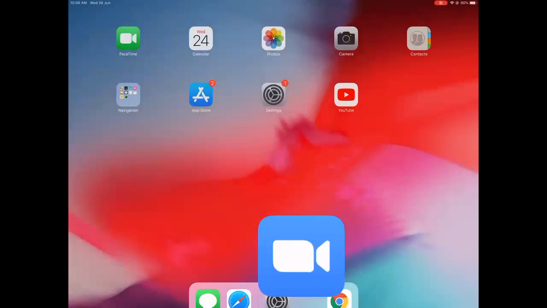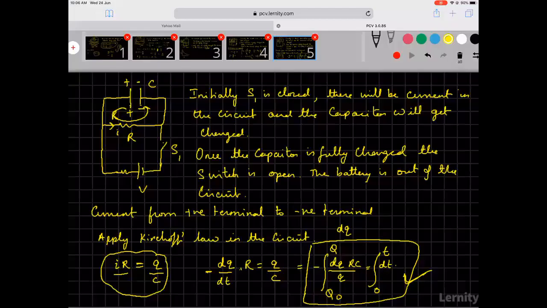So I am saying that look, the charge on the capacitor is reducing, dq is reducing, so dq is negative. Because dq is negative, dq by dt will also be negative. But here I have a positive quantity, so I put a negative sign so that negative will become positive. So my equation looks like minus dq by dt into R is equal to q by C.